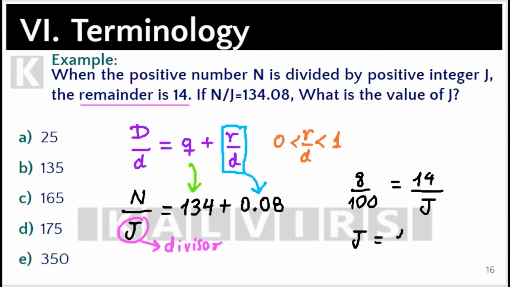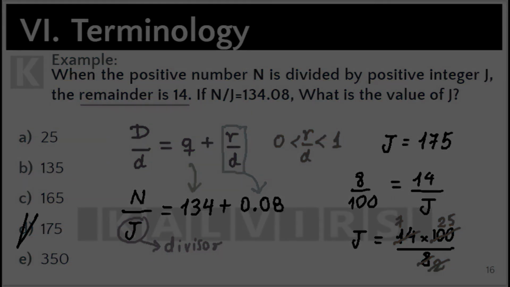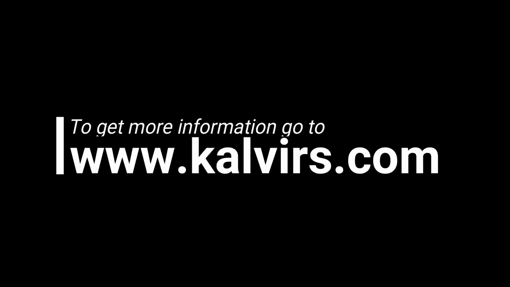Solving for j, j is 14 times 100 over 8. We can cancel this one and this one. Here we get 2 and 25. We can cancel 2 and 14. Here we get 7. Finally, j is 7 times 25. j is 175. Choice D is correct.